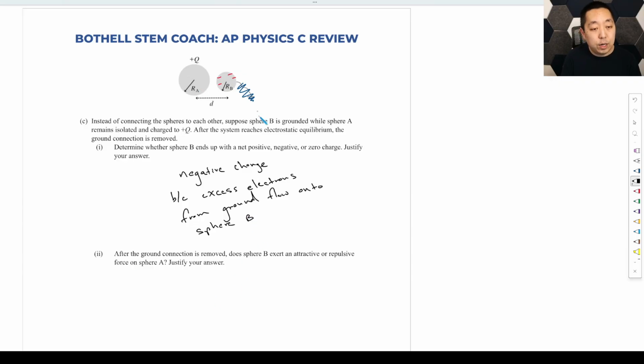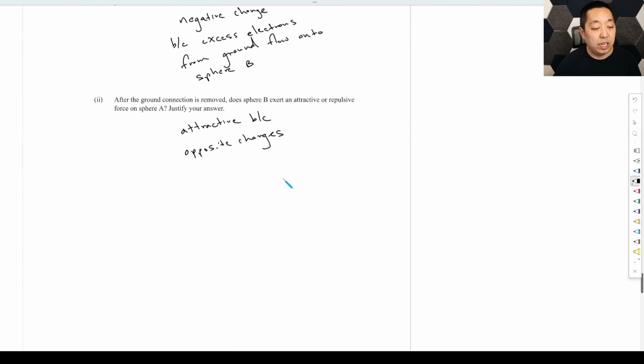So then after the ground connection is removed, does sphere B exert an attractive or repulsive force on sphere A? Well, this thing's positively charged, this is negatively charged. It's going to be an attractive force because they're opposite charges. And that's pretty easy to answer on that one there.